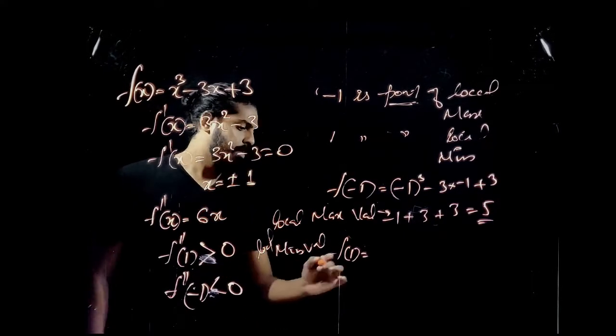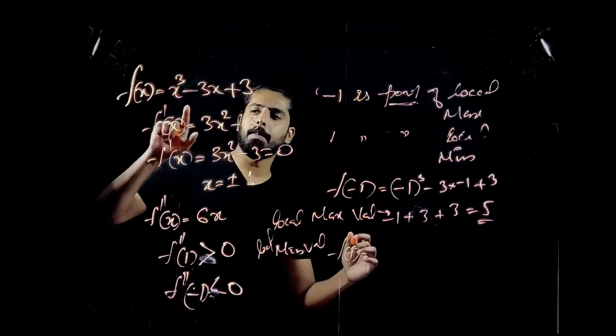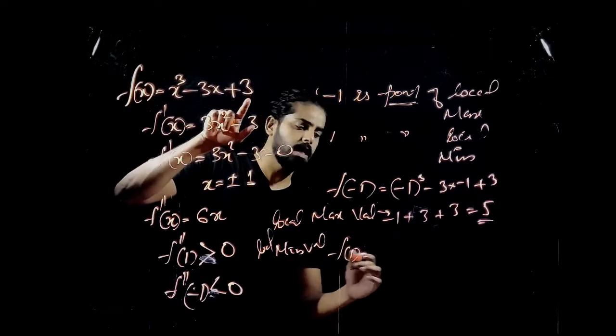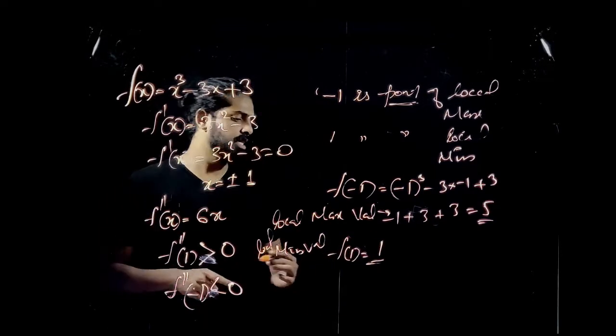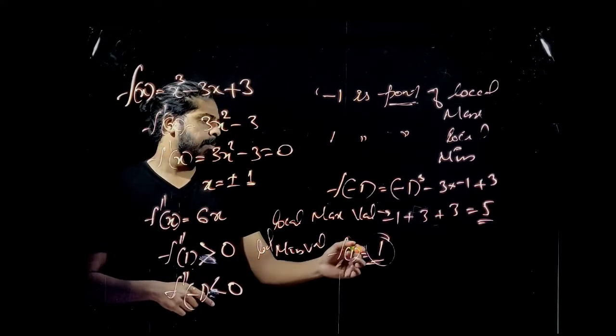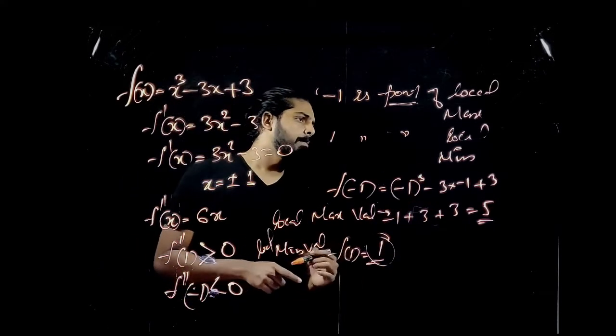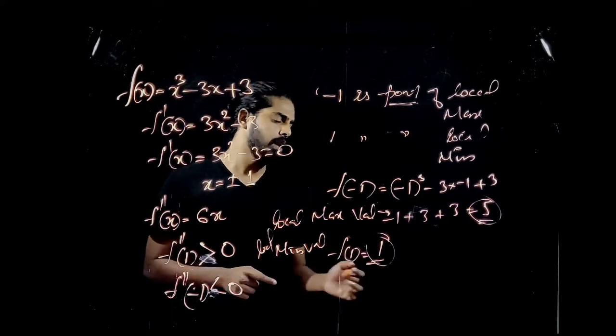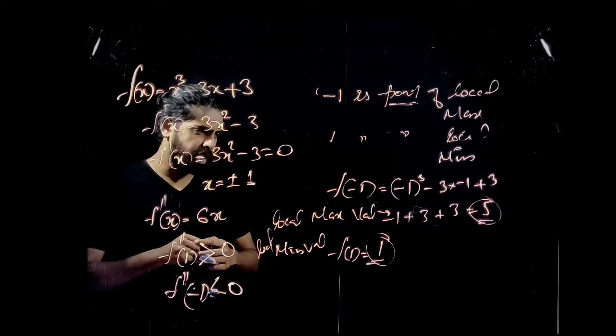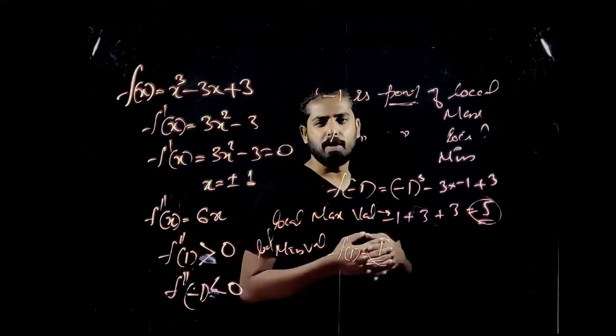Local minimum value. f of 1, which is 1 minus 3 negative 2 plus 3, is equal to 1. So this is the local minimum value and this is the local maximum value. This 5 is the local maximum value. Okay, now let's go to another problem.